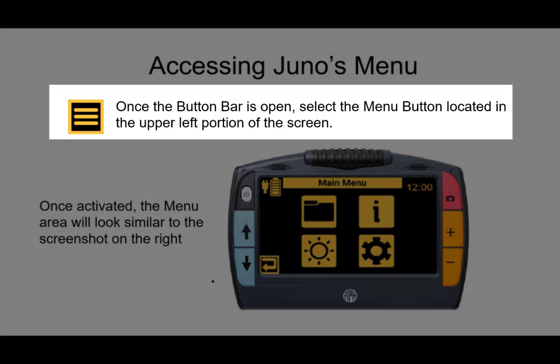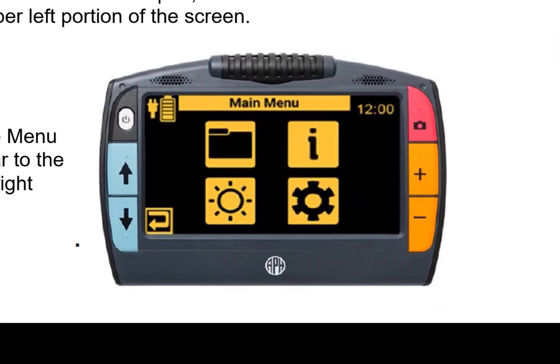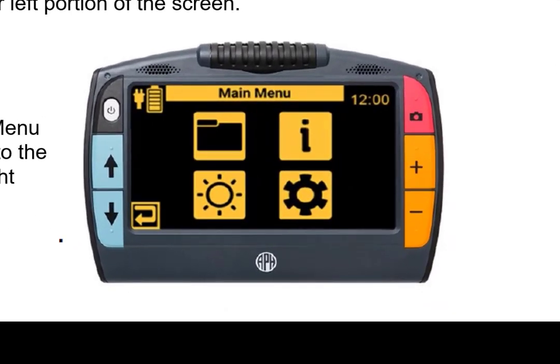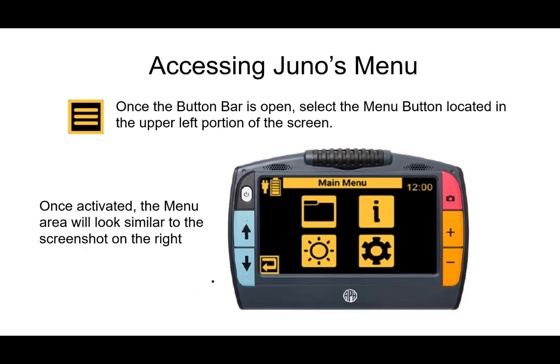So, accessing Juno's menu. We've talked about the button bar quite a bit. And once it's open, we've also seen where that menu bar is located in the upper left portion of the screen. And recall that that menu button will always be in that same position. Once activated, the menu area is going to look very similar to the screenshot that's here. And we reviewed the main menu area in the second video in this series. And if you need to review that again, you might want to go back and check out that second video in our playlist.